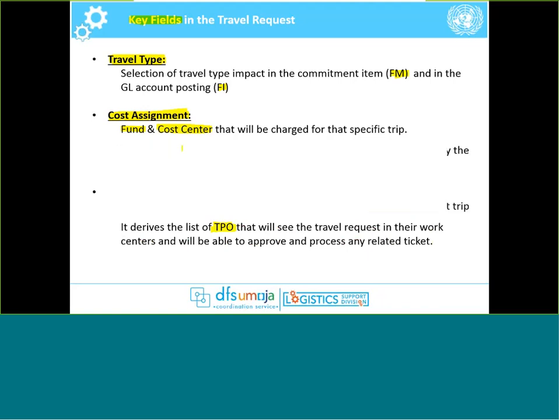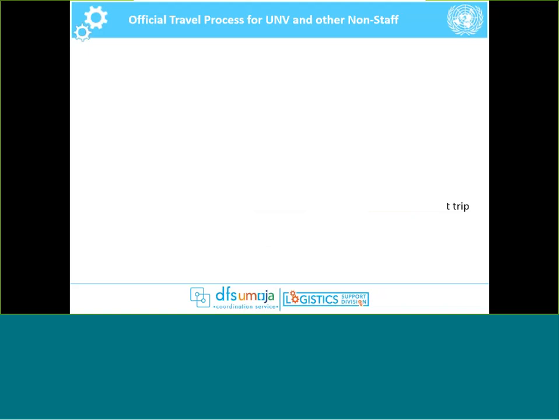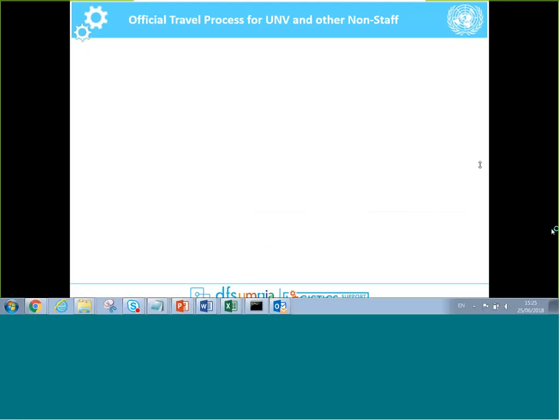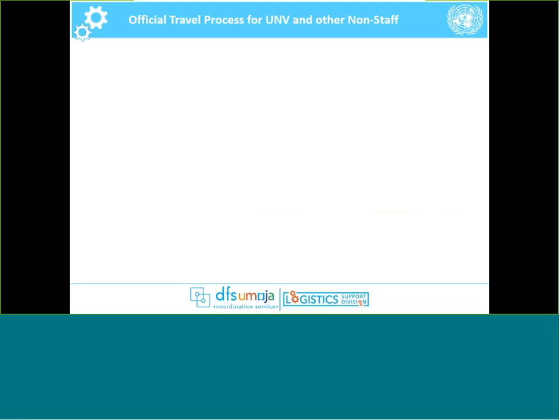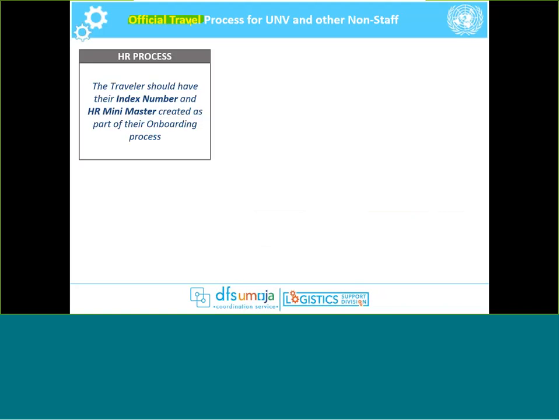Okay. So any questions so far? Nothing. Okay. So let's continue and talk a little bit about the steps and roles involved in the official travel process, and then we will discuss the R&R and HR travel. So the official travel process, which are the steps and roles involved?